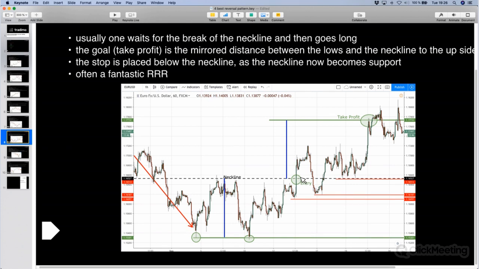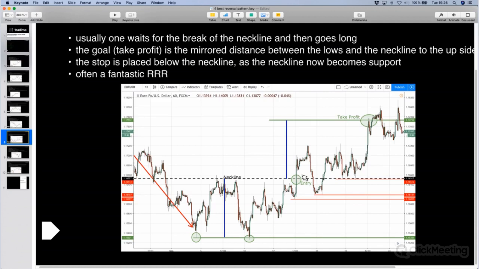Then, if you have entered the market, you need to place a stop loss level. You can place it slightly below the neckline, or you take a swing low for this. In this particular case, it's just an example, of course, I took this one as the stop loss level, then entered the market, and the take profit is, of course, the mirrored distance between the neckline and the double bottom to the upside. This is the take profit level.